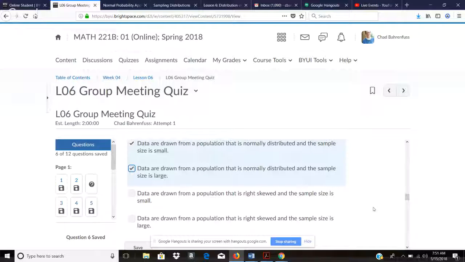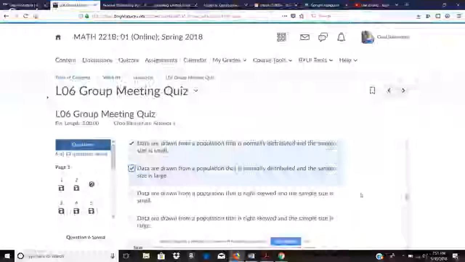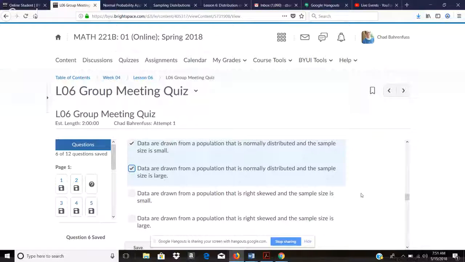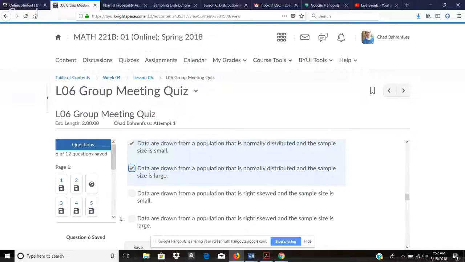And then I think it's data drawn from a population that is right skewed and the sample size is large, right? That's usually it. When it's skewed to the right or left, the sample size needs to be large to be considered normally distributed. If it's small, like 5, I think, and right skewed, then it will stay right skewed. But if it's large, like 100, then it will be normal.